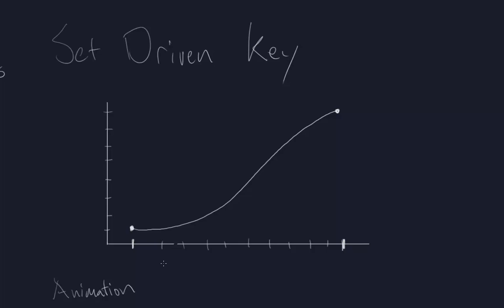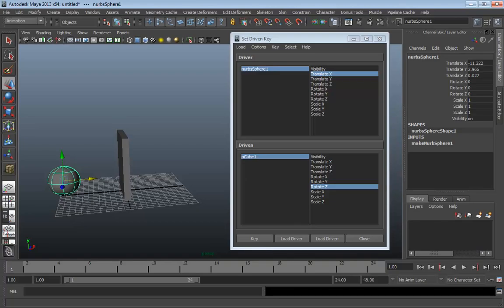We have driver and driven. That's all there is to it. And let me tell you, you can do some really fancy stuff with set-driven key once you get in and start playing with those animation curves. Now, I'm going to show you one more thing with this that is going to blow your minds just a little bit. We're going to take a very quick look at Mel.